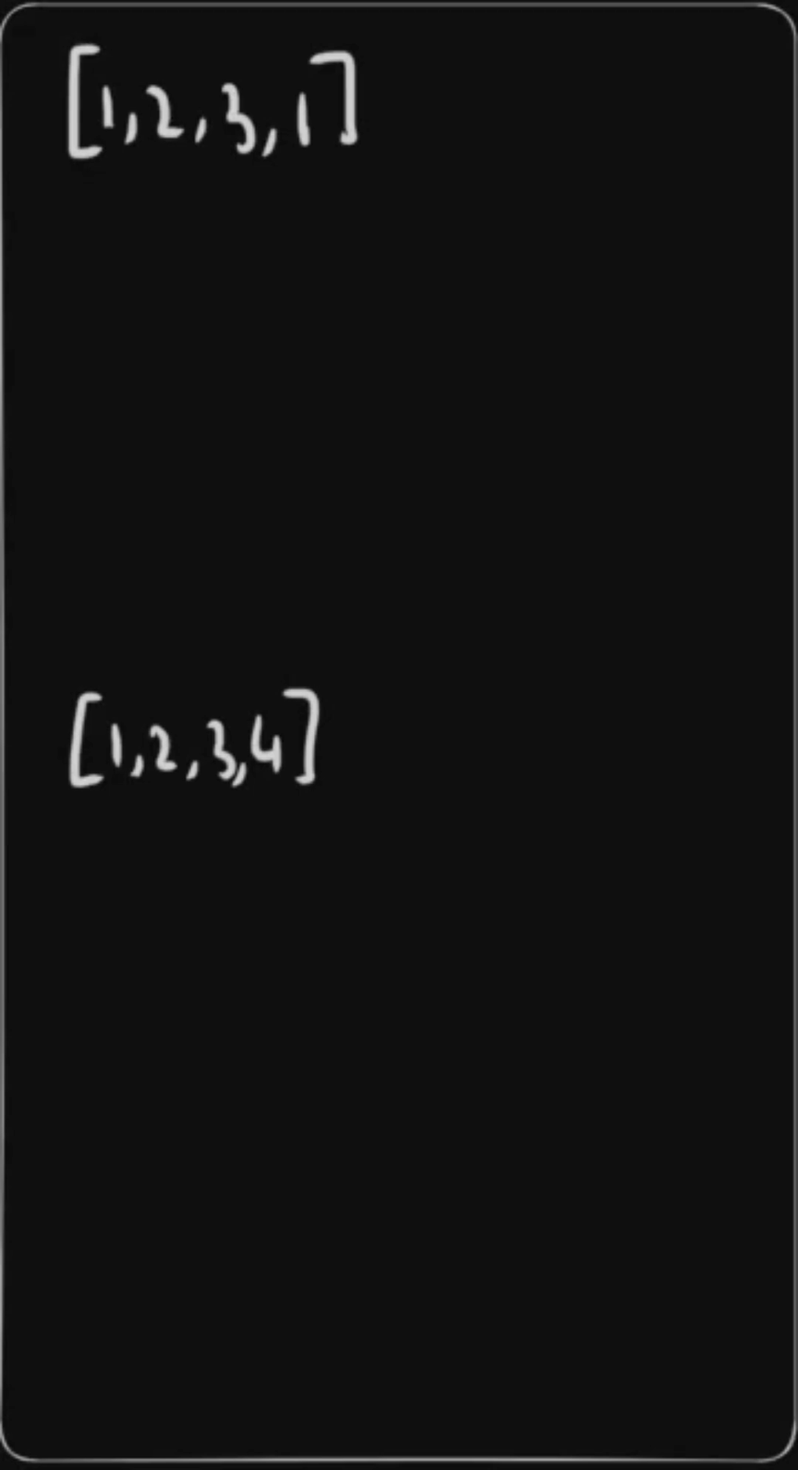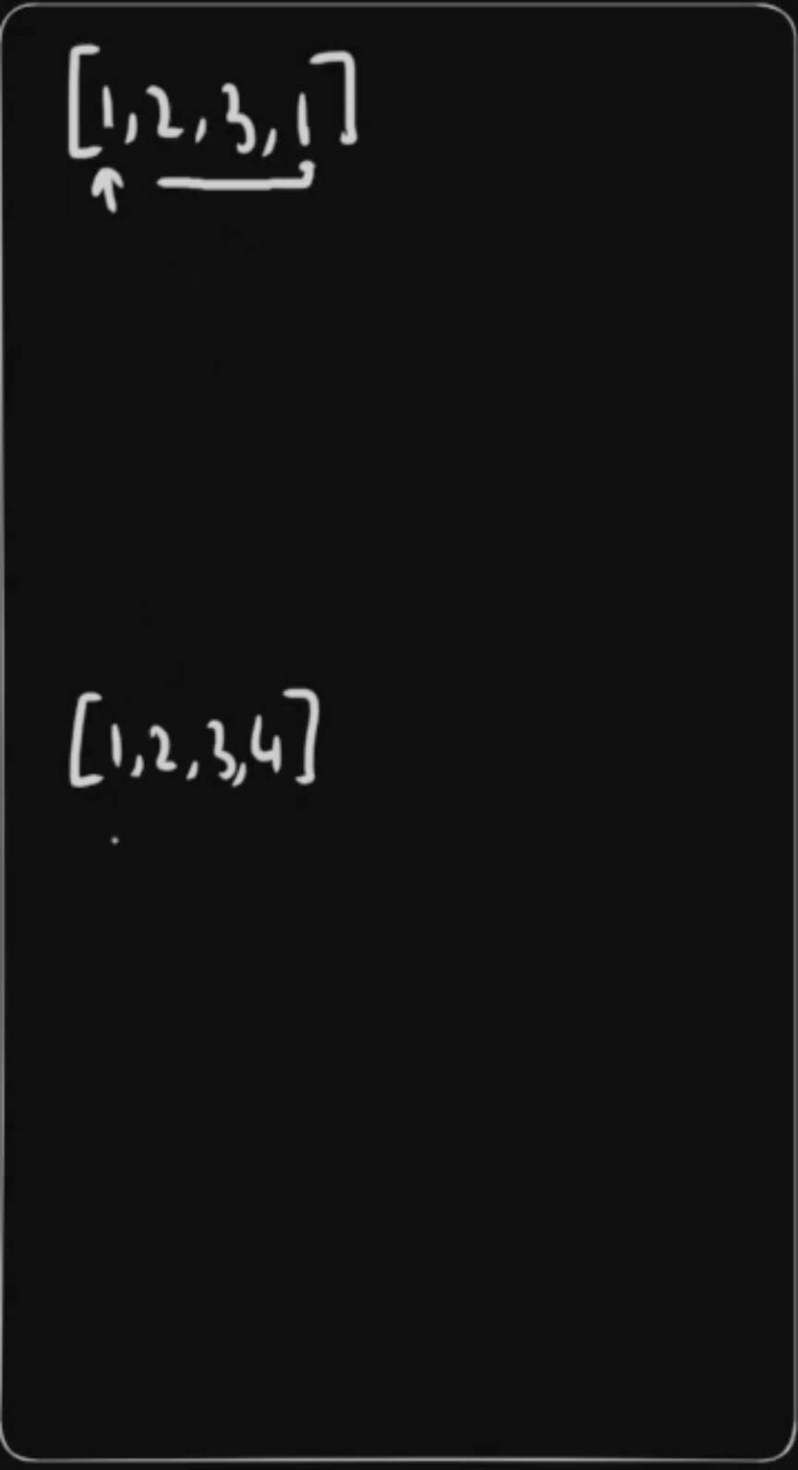The naive solution that we could go for is to just loop through the array, and for each number, check if it also appears in the array at a different index. So we start by looking at 1, and then we check all the values after it and see if we find a 1, and we do, and therefore we would return true because it contains a duplicate.